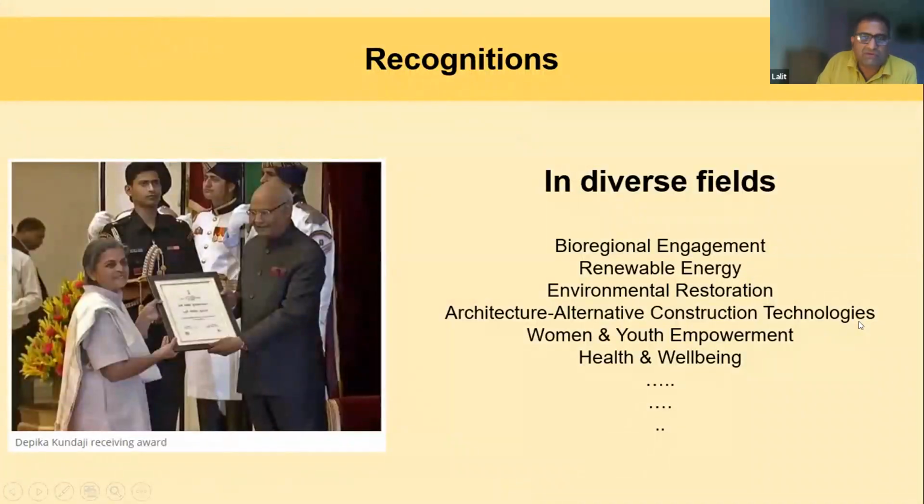And Auroville has got many recognitions. So whatever I'm telling you, many of these things are available openly on the Auroville main website in a well-organized way. You can read most of the information there. Feel free.